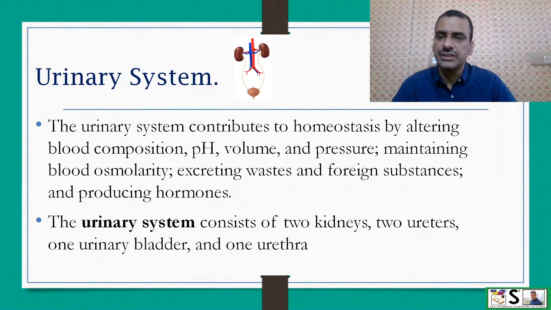What is the urinary system? The urinary system contributes to homeostasis by altering blood composition, pH, volume, and pressure, maintaining blood osmolarity, excreting waste and foreign substances, and producing hormones. The urinary system consists of two kidneys, two ureters, one urinary bladder, and one urethra.